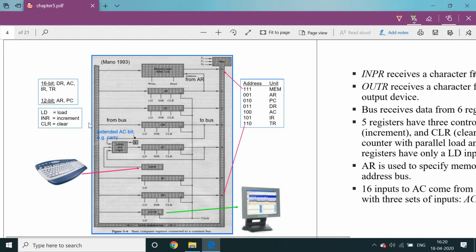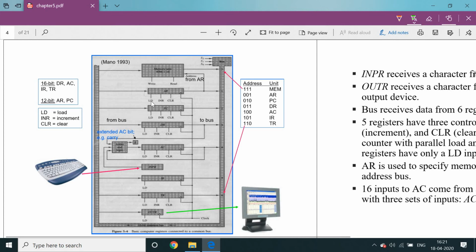Every register has 3 control signals: LD, INR, CLR. LD means load control, INR means increment control, and CLR means clear control. Loading means we load some information from the common bus into the register.